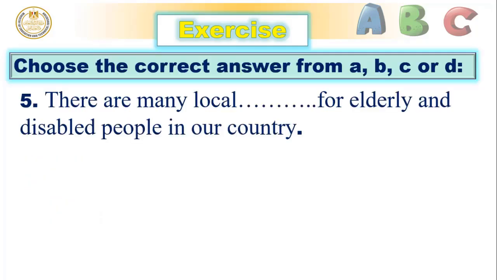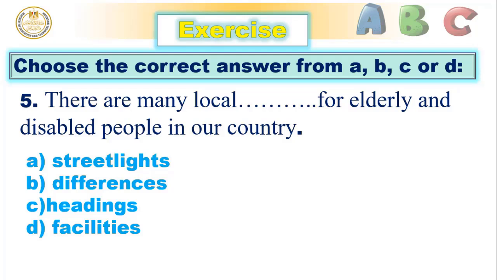Next, five. There are many local facilities for elderly and disabled people in our country. Let's check the meaning of number five ونشوف الإجابة. There are many local street lights or differences or headings or facilities for elderly and the disabled people in our country. When I say local, there are many local. يوجد الكثير من local. إيه local؟ إيه المحلي؟ أكيد الخدمات المحلية. خدمات في نفس المكان ده. وهنا بمعنى إيه خدمات أو تسهيلات؟ هل هي street lights ولا differences ولا headings ولا facilities؟ Of course it is Yes, letter D, facilities. Very good.